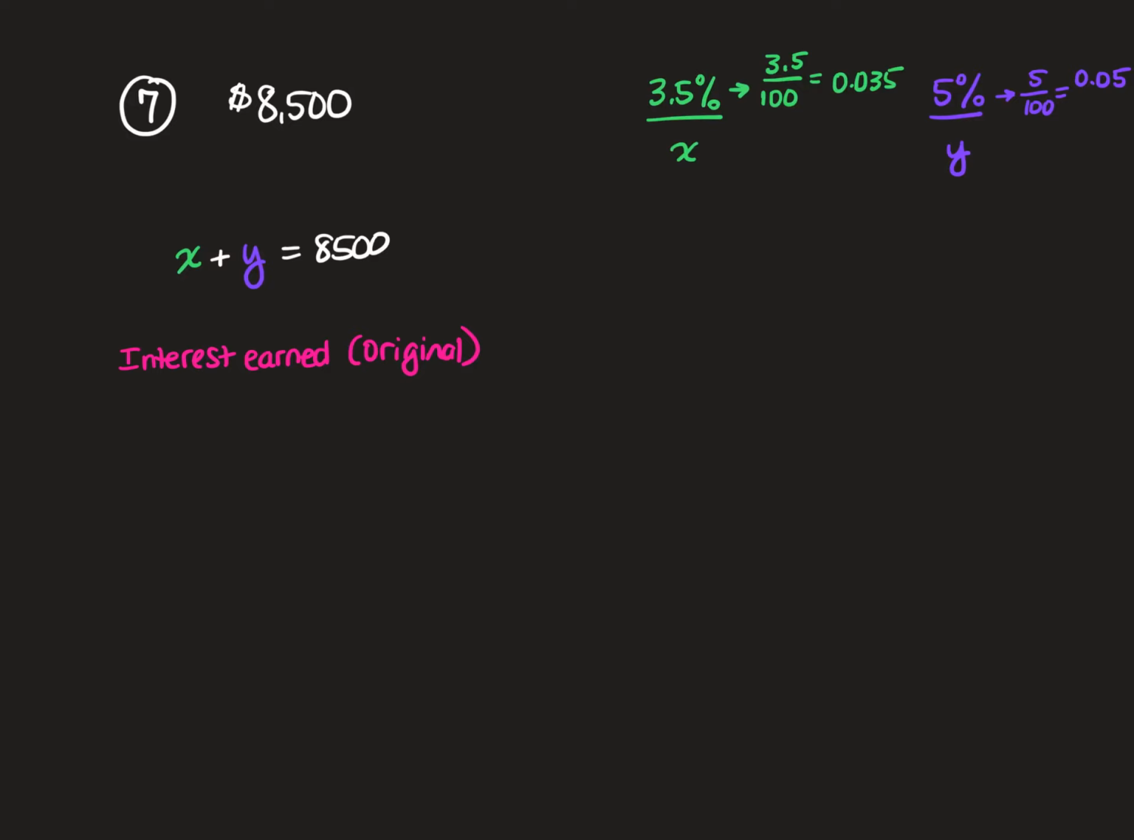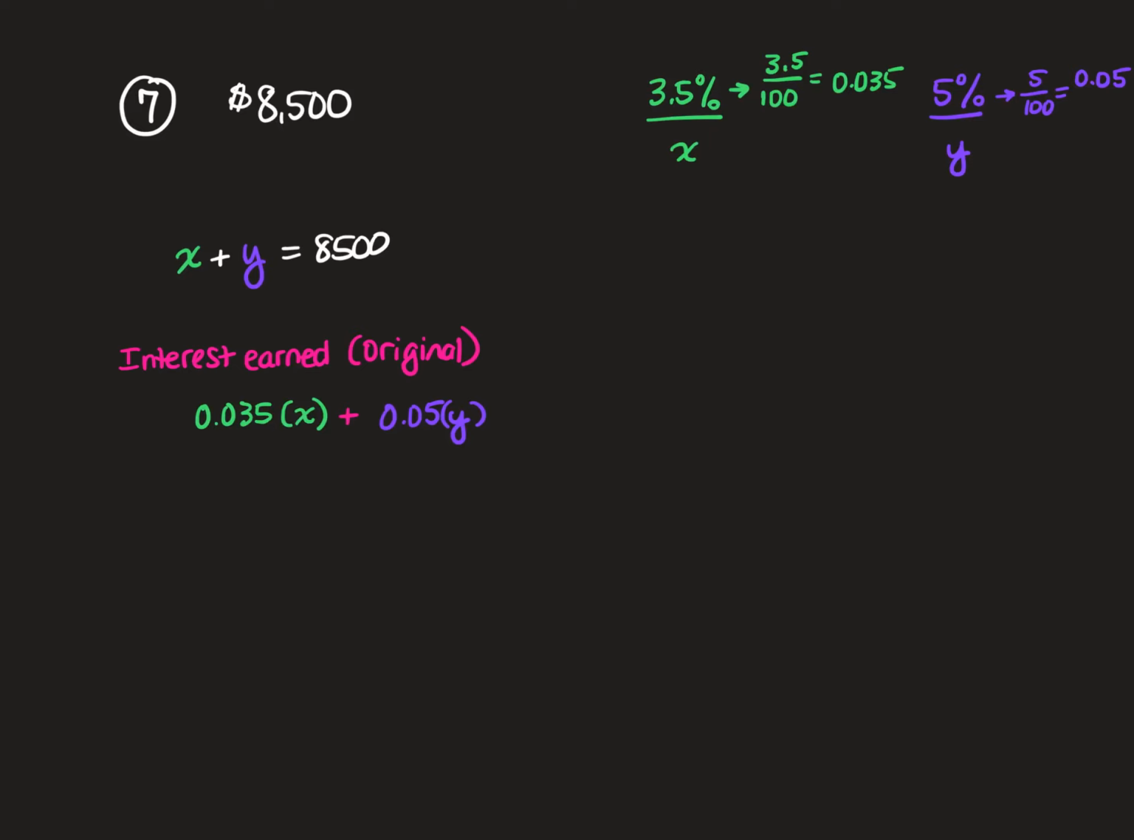So our interest earned is going to be, at X amount of dollars, we earn 0.035 interest. So we would have 0.035 times X plus Y amount of dollars at 5%, so 0.05Y. Now, that's how much interest we're earning. That's just what I'm writing here. I'm not doing anything else. But I've got two variables, and that probably is going to be a problem down the line.